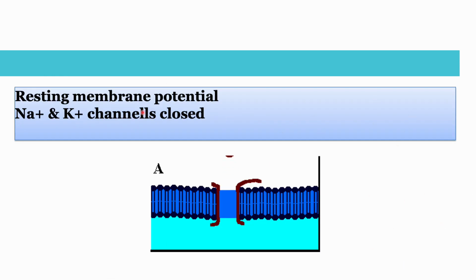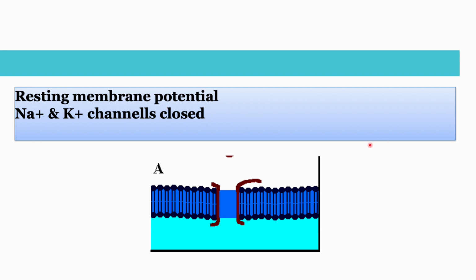All right, so resting membrane potential, right? Resting membrane potential is the difference in electrical charge across the cell membrane of a neuron in the absence of any external stimulation. And to understand resting membrane potential, again, we need to start with the basic structure of that cell membrane. Right, so we need to go back to the basics.